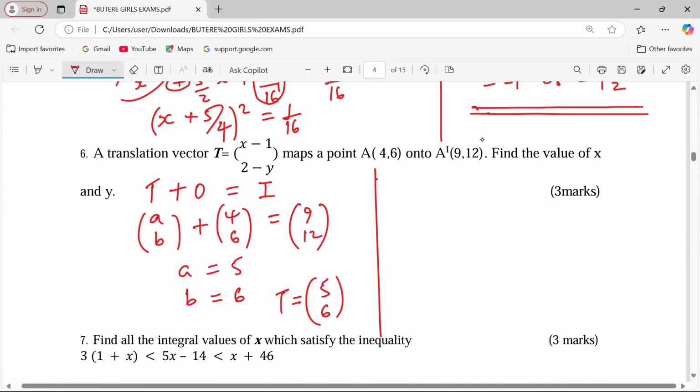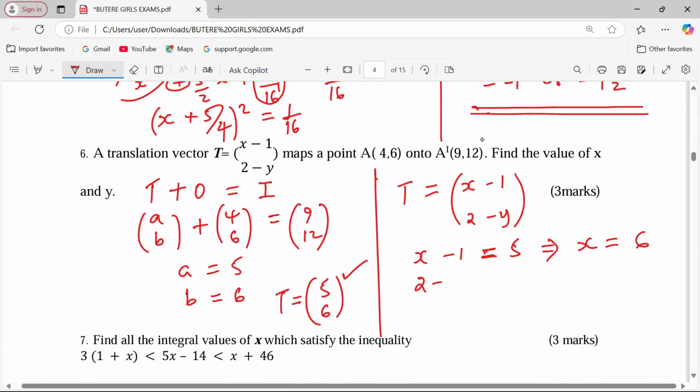Therefore, now we are told that t equals (x minus 1, 2 minus y). Because we know the value on the x component, then x minus 1 should give us 5, implying that the value of x equals 6.